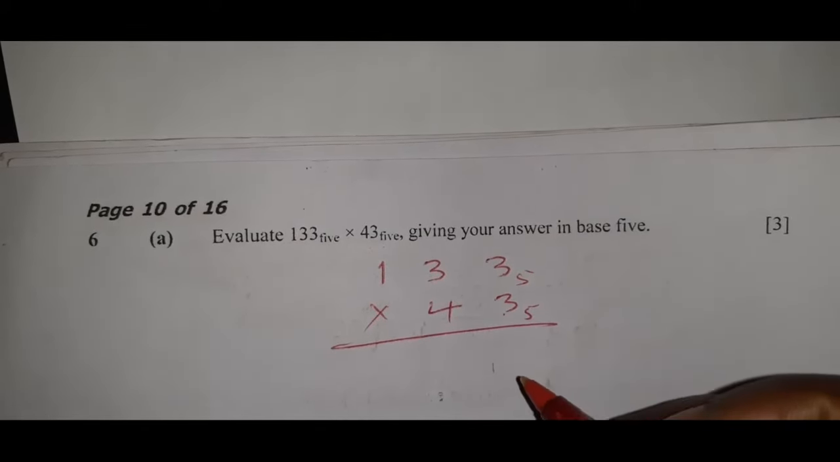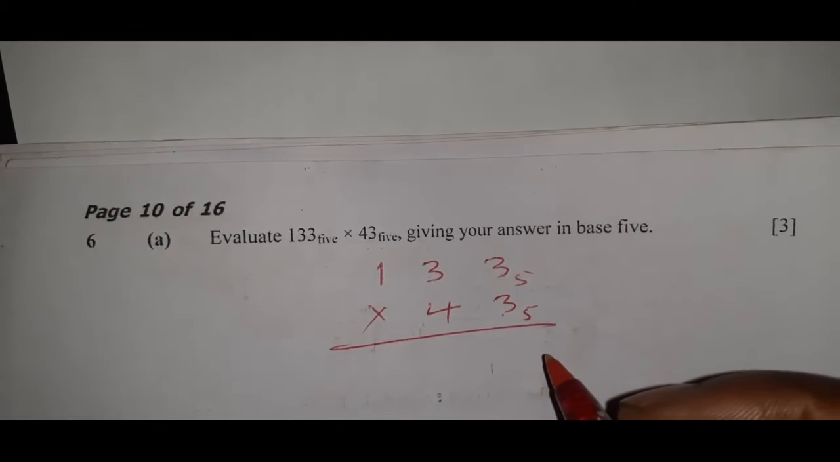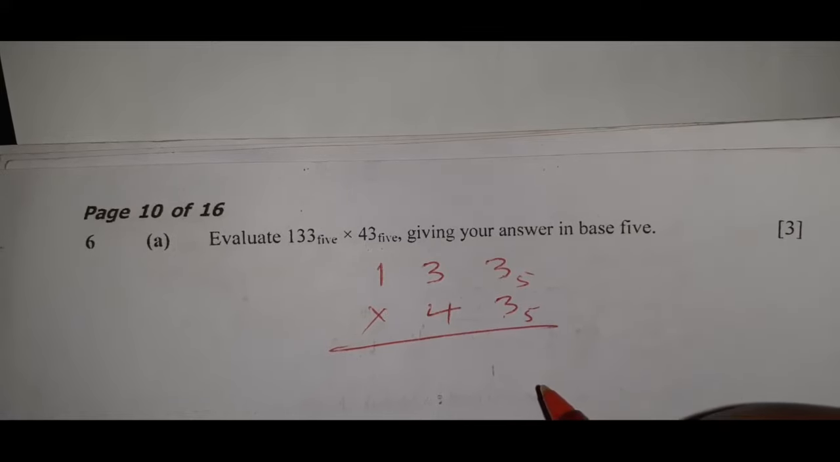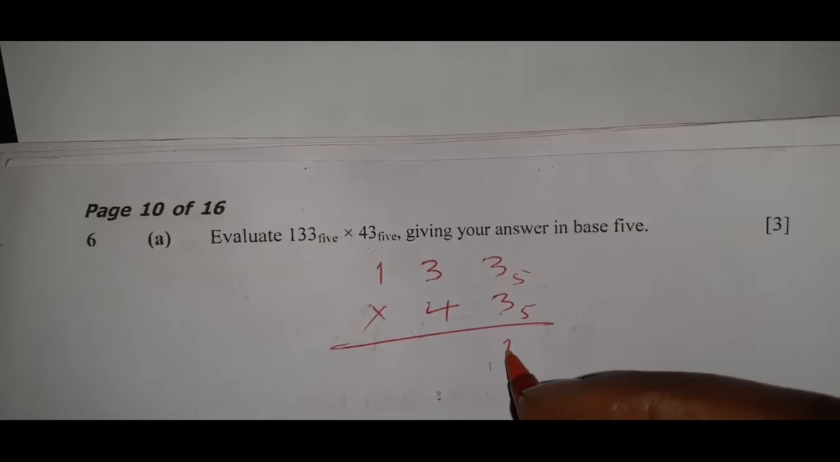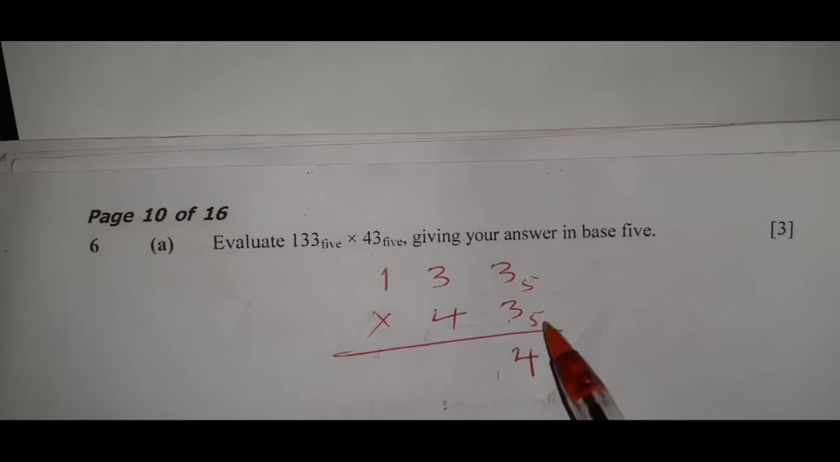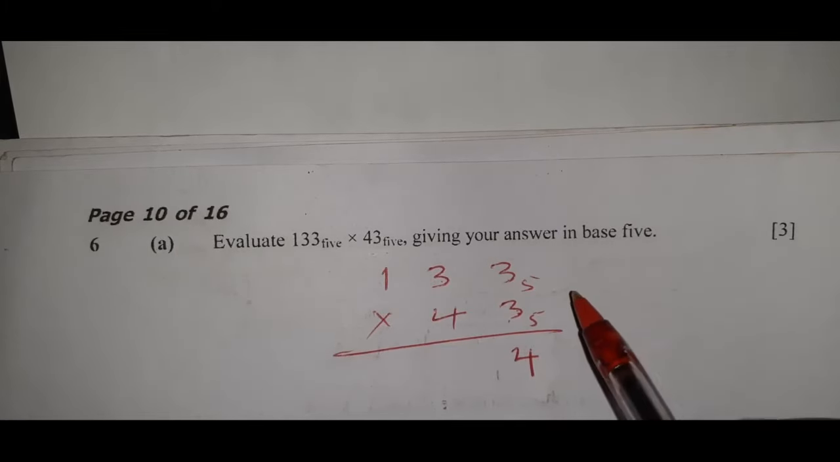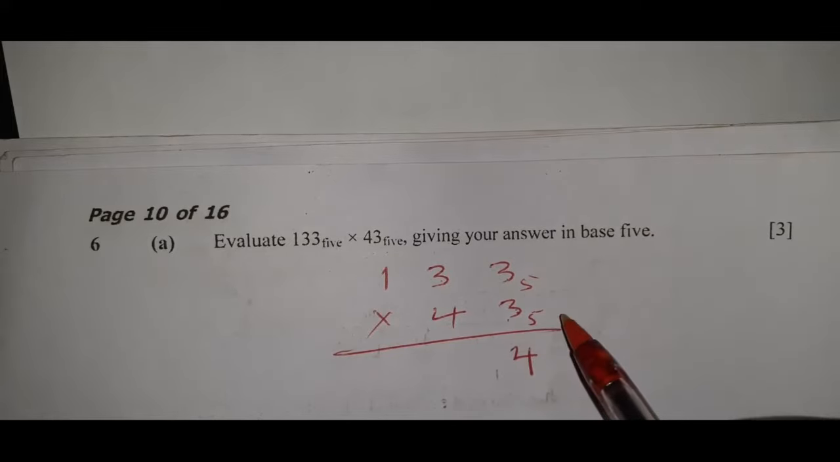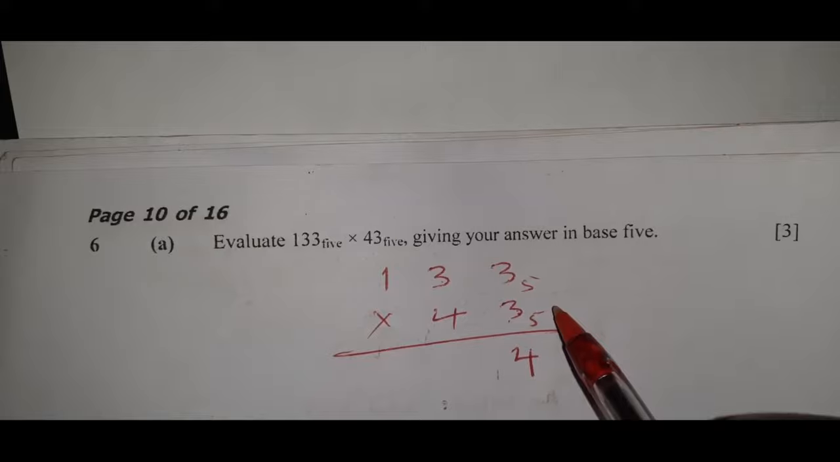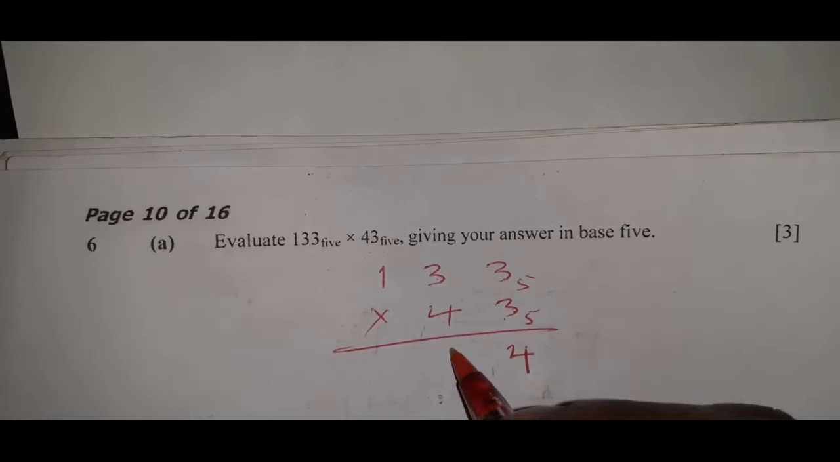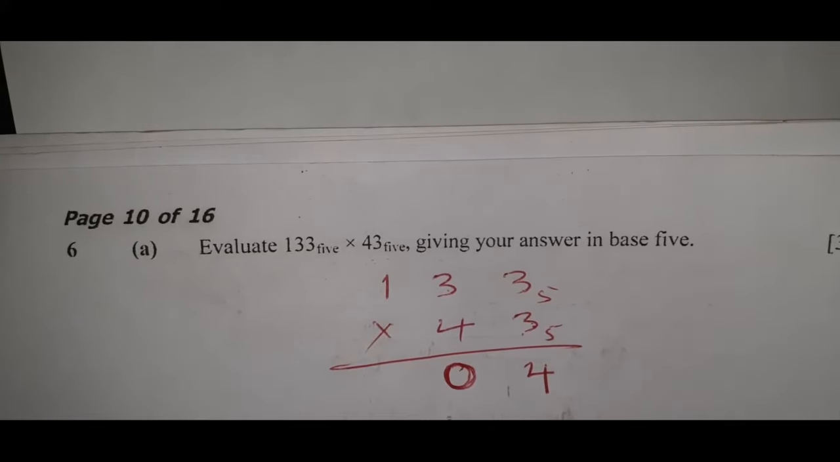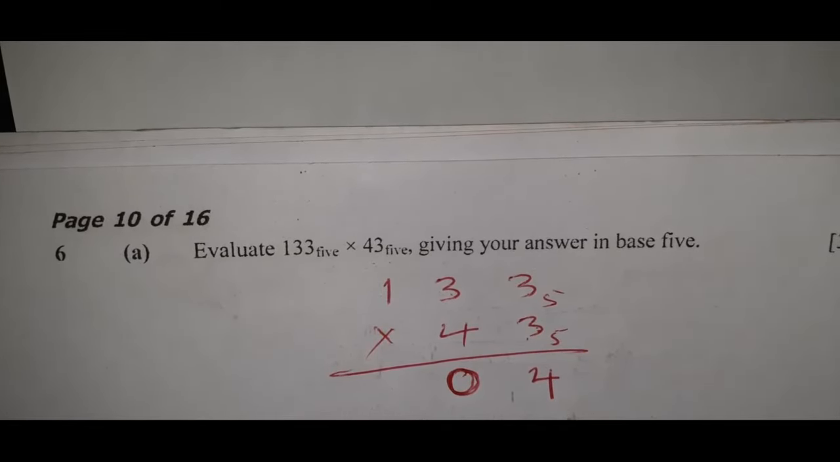3 by 3, we get 9. So this 9, we need to divide it by 5. So 9 divided by 5, what do we get? We get 1 remainder 4. Okay. This multiplied by this one, what do we get? We get 9. 9 plus that 1, we get 10. 10 divided by 5, get 2 remainder 0. So we write our 0 here.